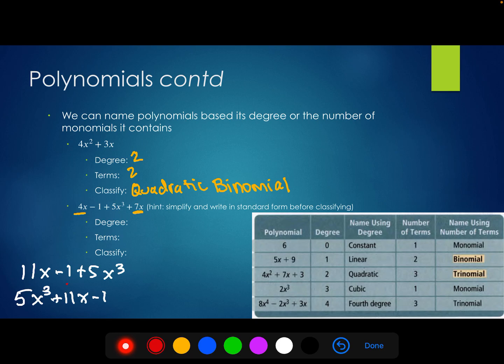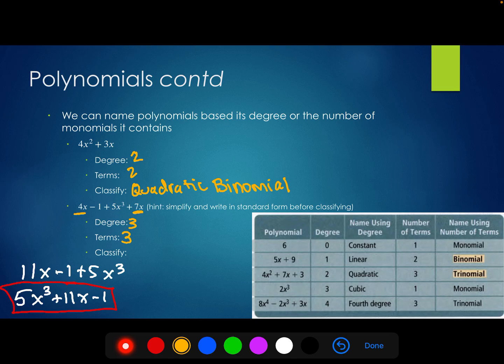And now this is what we're going to use right here. So we want to classify, and in order to do that, we take a look at first the degree. So what's the degree of this polynomial right here? Well, remember, you take a look at the highest degree of a monomial in that, and we see that the highest degree here is 3. So this polynomial has a degree of 3, and we also see that there's 1, 2, 3 terms.